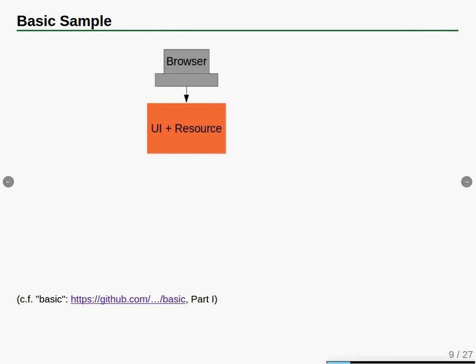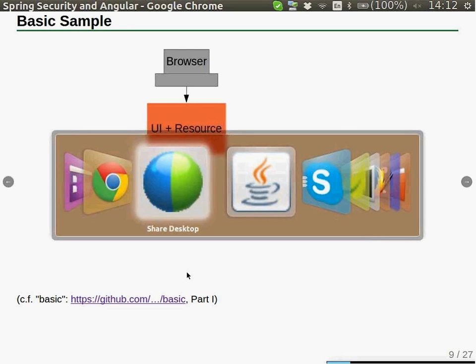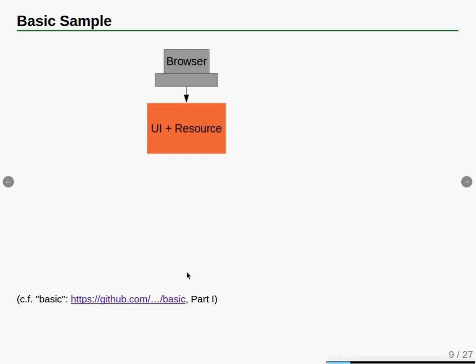So in pictures, the basic example that we started the series with looked like this. You've got a browser sitting at the top loading resources from an orange backend that has both UI and API resources in it. There's a link on the slide. I had to put an ellipsis in it, but that's basically to github.com/dsyer/Spring Security Angular, and I'll show you the links to everything at the end. So that's part 1. And if I can, I'll stick to the slides and I'll come back and show you the code in the IDE in a minute.